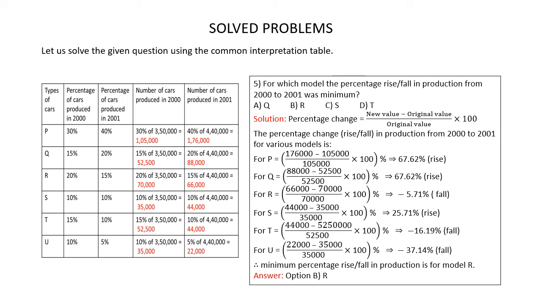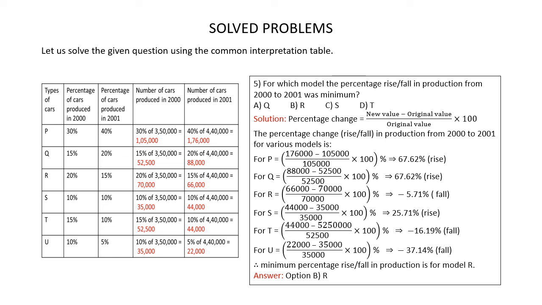From this table, you can see that the number of R-type cars produced in 2001 is 66,000 and number of R-type cars produced in 2000 is 70,000. So the percentage change for R-type cars is 66,000 minus 70,000 divided by 70,000 multiplied by 100. On solving this, we get minus 5.71%. The negative sign indicates a percentage fall.